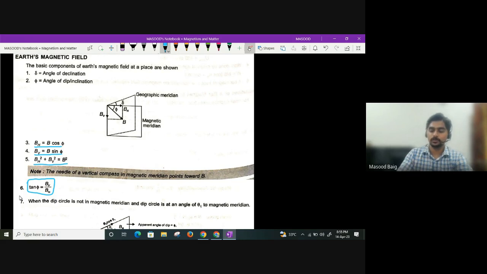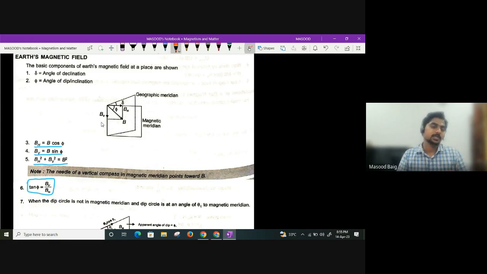Now, a very important point that you need to know: whether you take magnetic meridian or you take geographic meridian, what will be the same? Vertical component will be the same. Whether you take geographic meridian or magnetic meridian, vertical component will be the same. That is the reason vertical component of Earth's magnetic field will not be the source, guys. Again, clear, all of you? Vertical component of magnetic field will not be considered as the element of Earth's magnetic field.